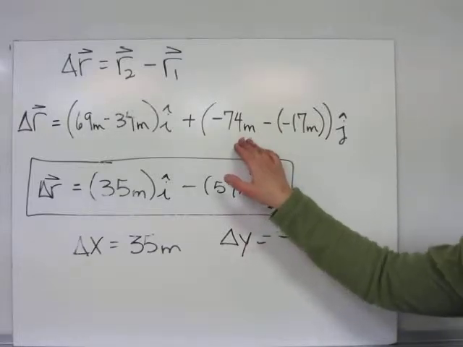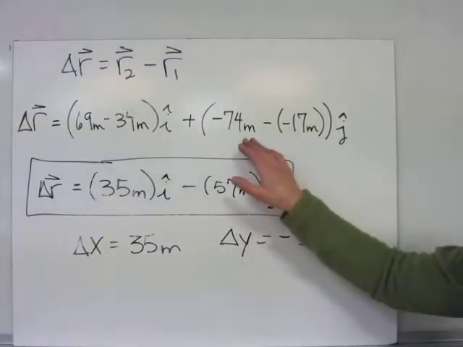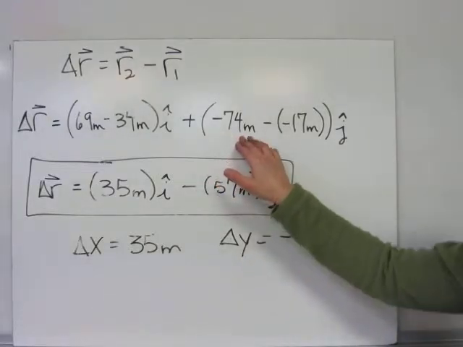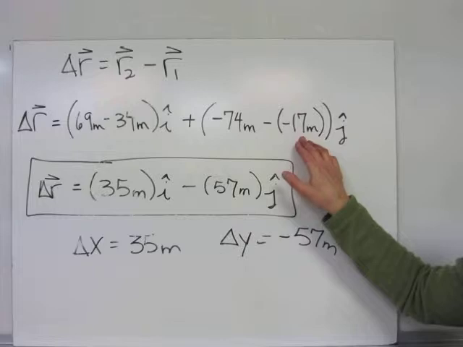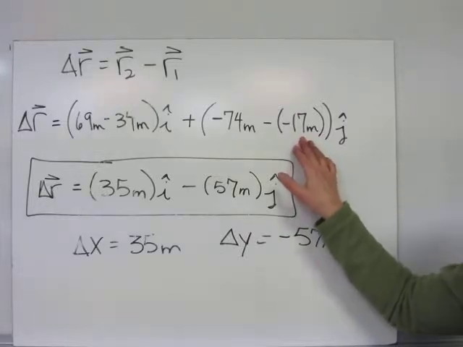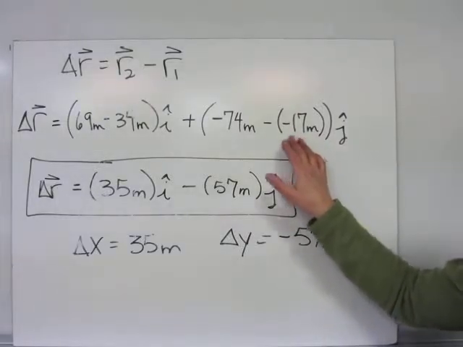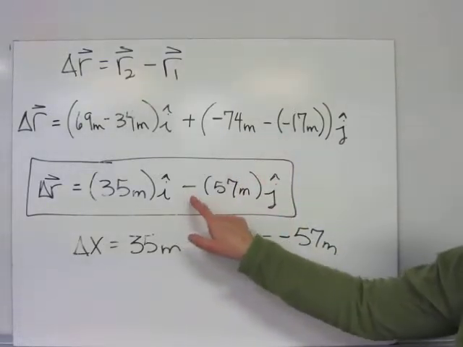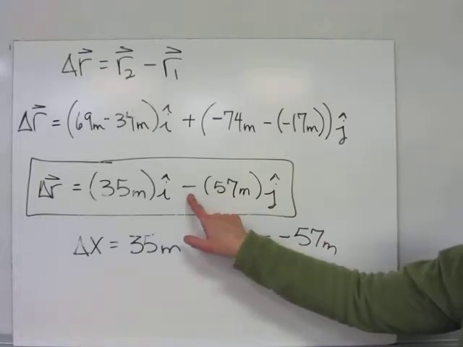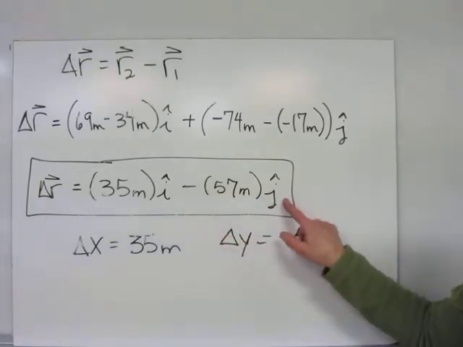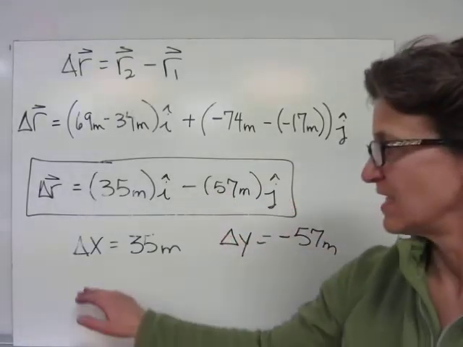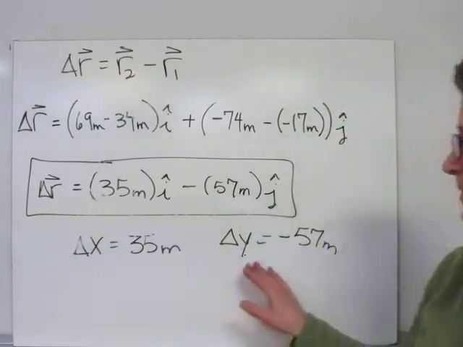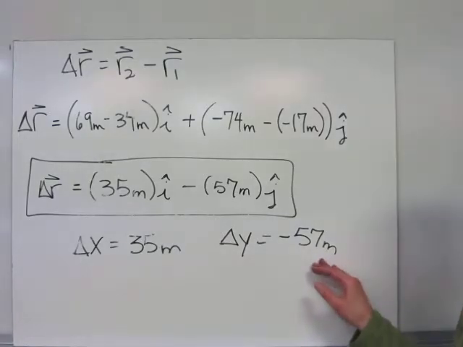The j variable, or y variable, is negative 74, which comes from your R2 equation, minus your negative 17, which came from your R1 equation. Subtract those two numbers and you have negative 57. We could also say plus negative 57 for our j value. This tells us that x was displaced by 35 meters, y was displaced by negative 57 meters.